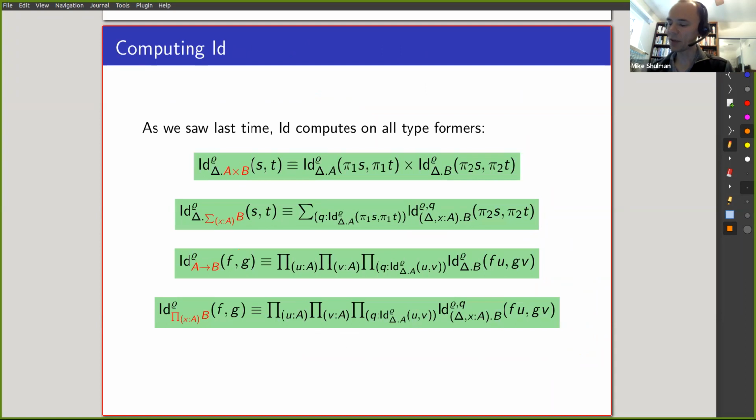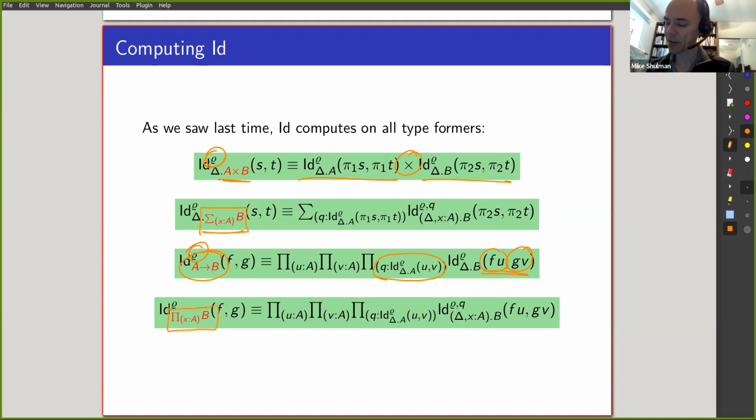So we talked about how these identity types compute on all the type formers. An identity between pairs is a pair of identities. An identification of functions is a fattened up version of function extensionality that says to identify two functions f and g, we show that any identification in the domain maps to an identification in the codomain between f of the left hand and g of the right hand. And now that we have these general dependent or heterogeneous identity types, we assert these same computation rules for those.